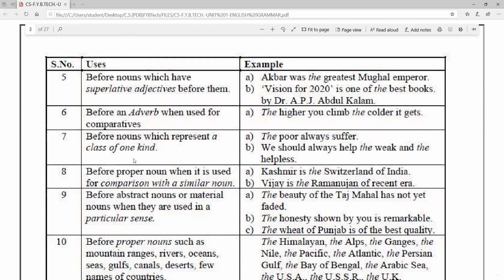And its opposite is the rich always exploit. रिच काय करतात तर कायम शोषण करतात असं त्याचा अर्थ होतो. The rich always exploit. So here the poor and the rich, these are the two classes.